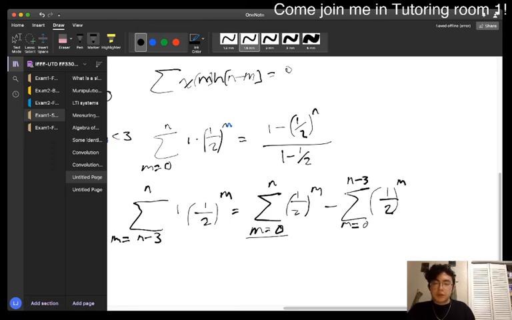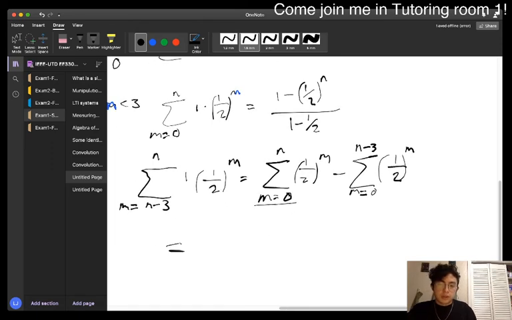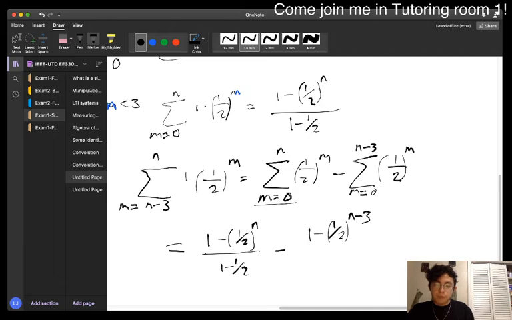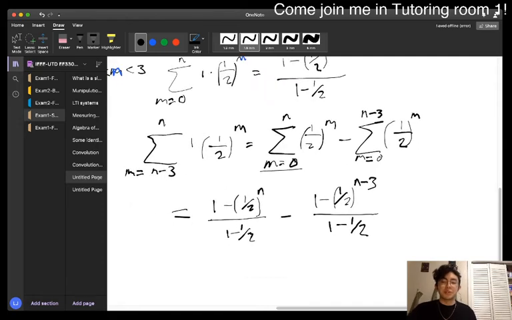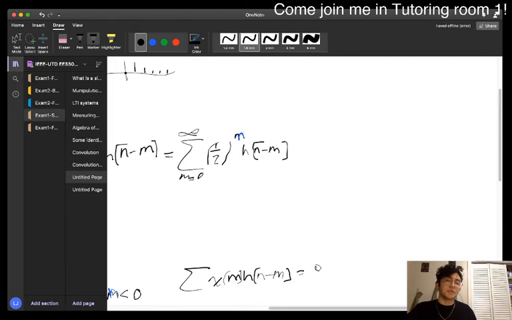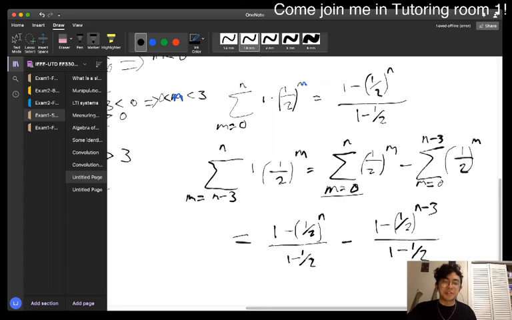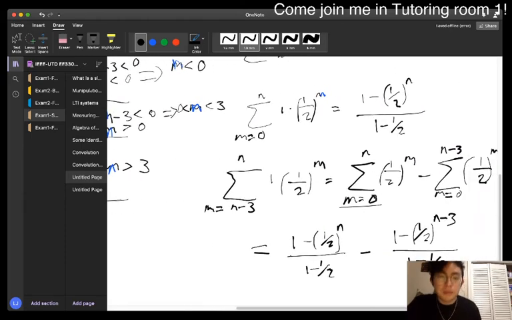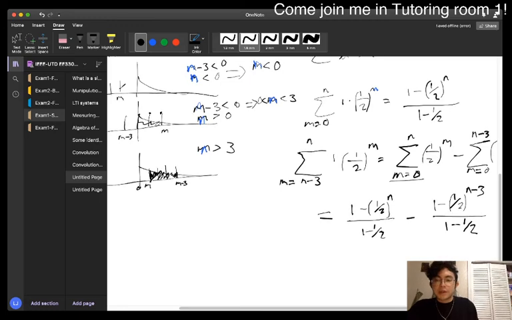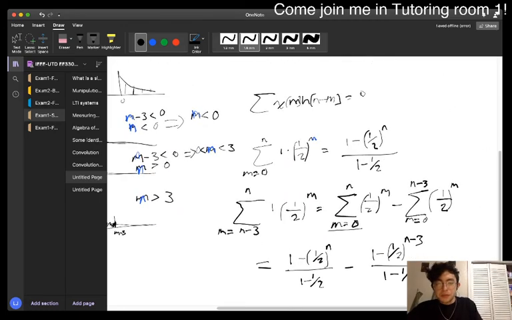Right, so now we just need to use that geometric series formula again. 1 minus 1/2 to the n over 1/2, minus 1 minus 1/2 to the n minus 3 over 1/2. And then you should probably do a bit more algebra to get it into one term, but y'all know how to do algebra, right? I do kind of sometimes. But yeah, so this basically gives us our signal for this convolution.